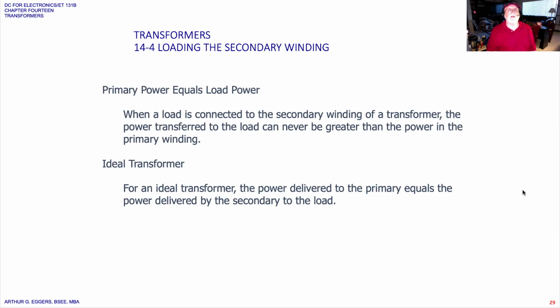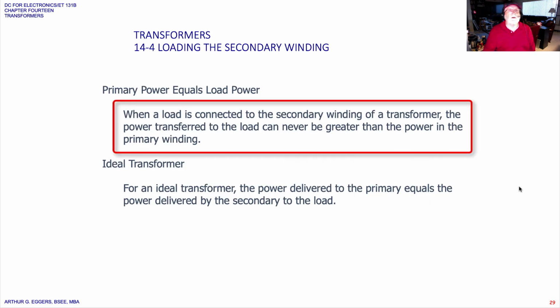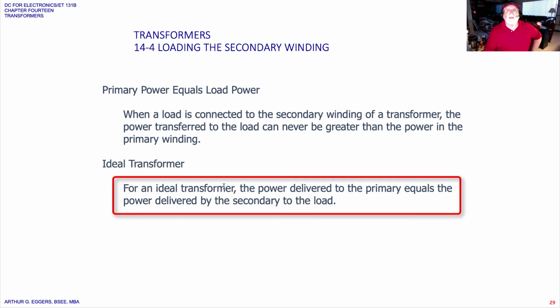Okay, so it's just showing you how to use the relationship to determine the loading for the secondary. Okay, primary power equals load power. When a load is connected to the secondary winding of a transformer, the power transferred to the load can never be greater than the power in the primary winding. For an ideal transformer, the power delivered to the primary equals the power delivered to the secondary by the secondary to the load.